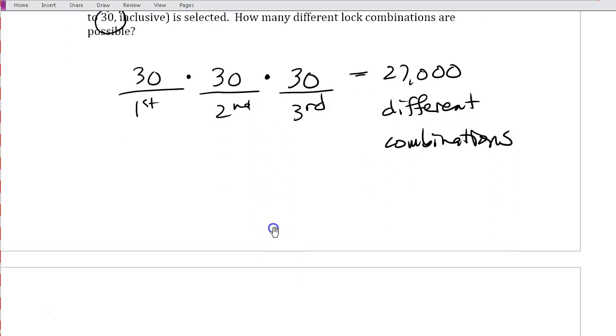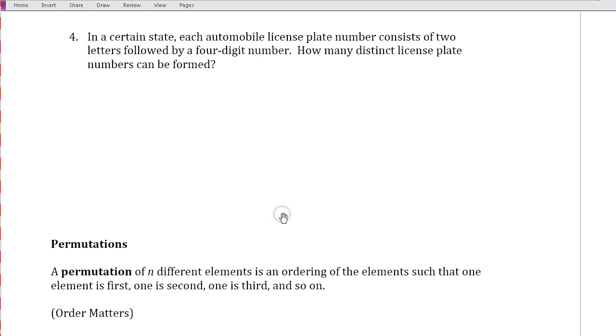All right, moving on. Number 4. Again, if you feel like you want to give any of these a shot, you can check your answer by restarting the video. So in a certain state, each automobile license plate consists of 2 letters followed by a 4-digit number. How many distinct license plate numbers can be formed? So we need spaces for 2 letters and 4 numbers. So we've got letter, letter, and then 4 numbers.